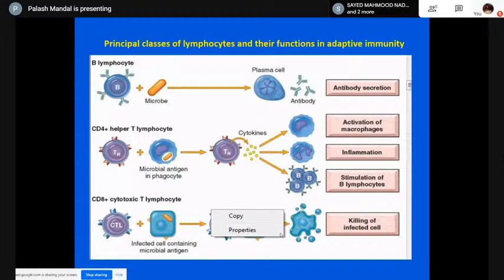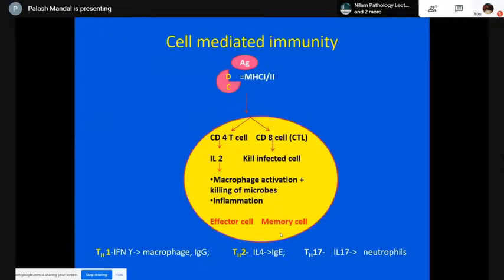So these are the various ways in which T lymphocytes can act. This is known as cell mediated immunity. We will be discussing cell mediated immunity later on, so I am not going into details. How they do the killing is also discussed inside the hypersensitivity reactions. This is just to show how the CD4 and CD8 lymphocytes kill.